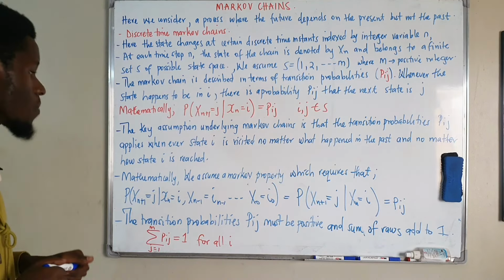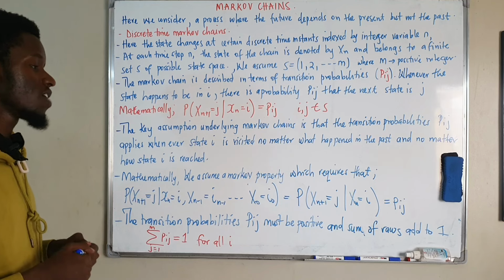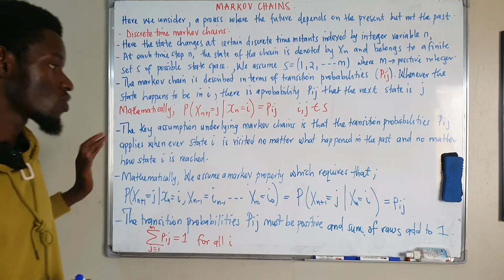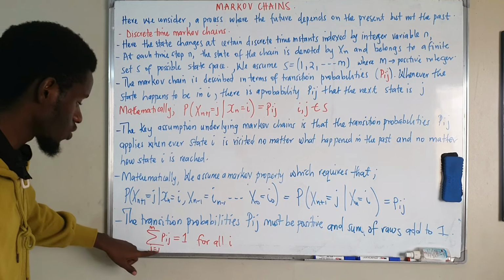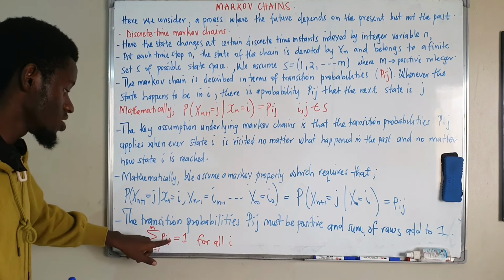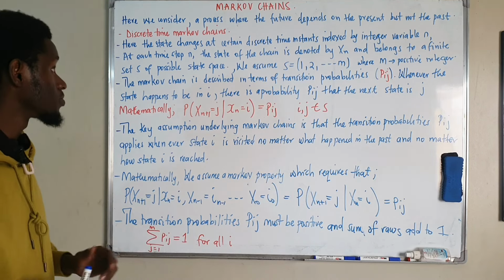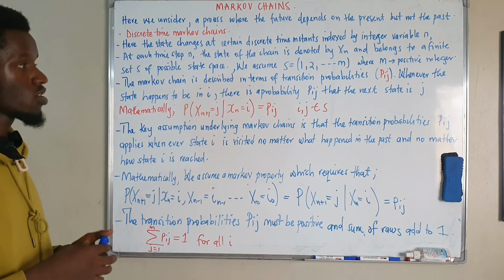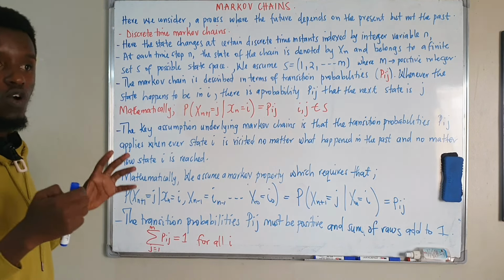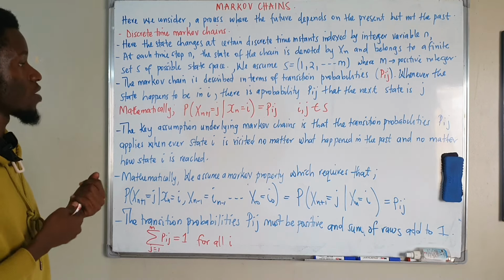For transition probabilities, P_ij must be non-negative, and the rows have to add up to 1, meaning the summation from j equaling 1 up to m of P_ij equals 1 for all i. For more understanding, we shall need to do some examples to get to know what we are dealing with in Markov chains.